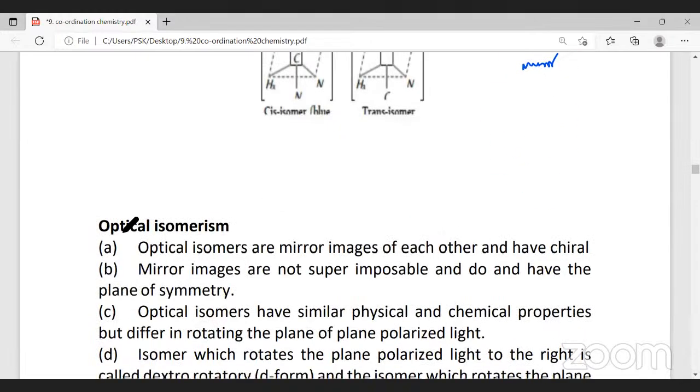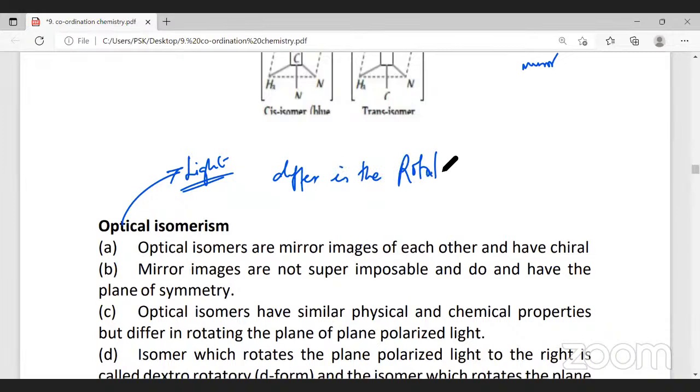Now, what is this optical? Optic stands for light. Now, what is this optical isomerism? Optical isomers are compounds having the same molecular formula, the same structural formula, but differing in the rotation of plane polarized light.